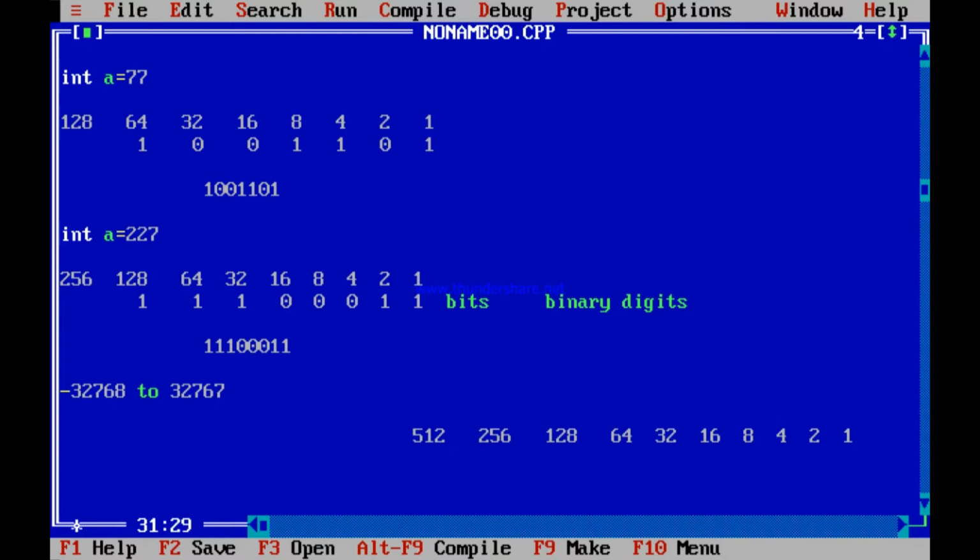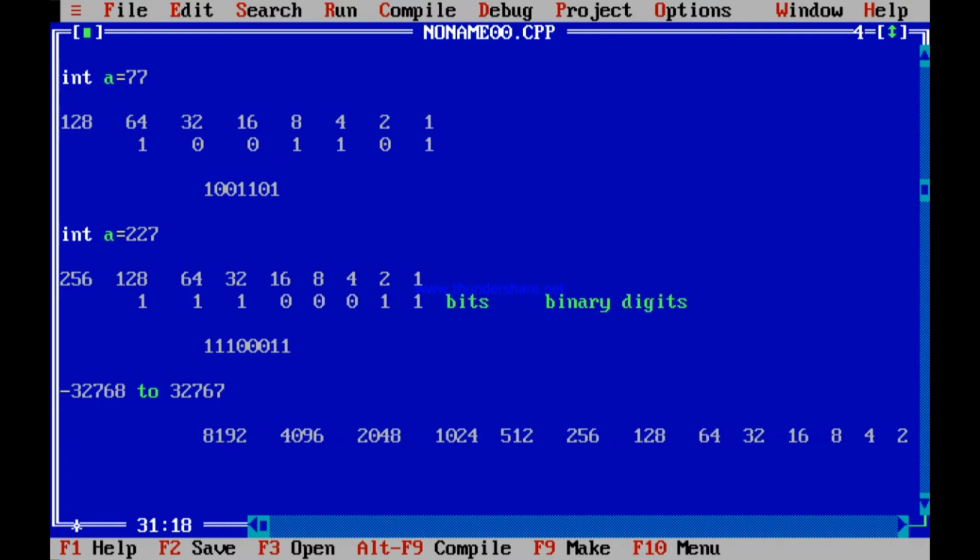After 512 is 1024. So how many positions have you written till now? Say 1024, 1, 2, 3, 4, 5, 6, 7, 8, 9, 10, 11. You have got 16 positions maximum. So after 1024 comes 2048. After 2048 comes 4096, is it not so? After 4096 comes 8192.